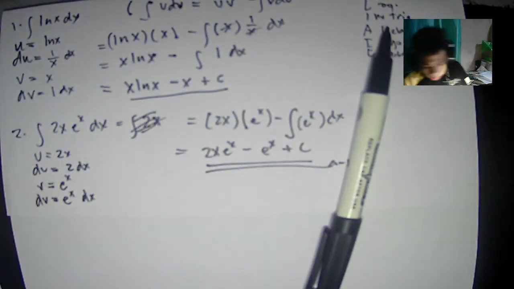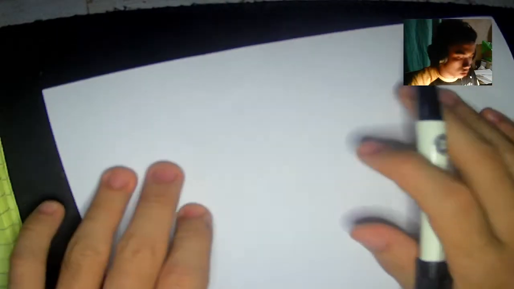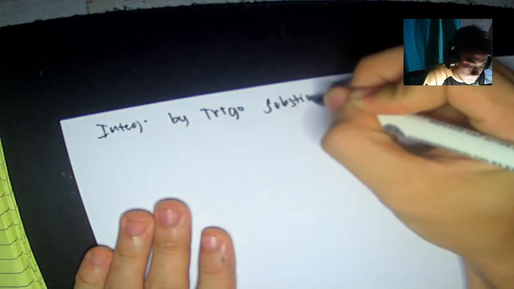So that is our integration by parts. I'll just explain the basics here. So another one. So next we have, what do we have here? Let's see. Integration by trigonometric substitution. Integration by trigo substitution.